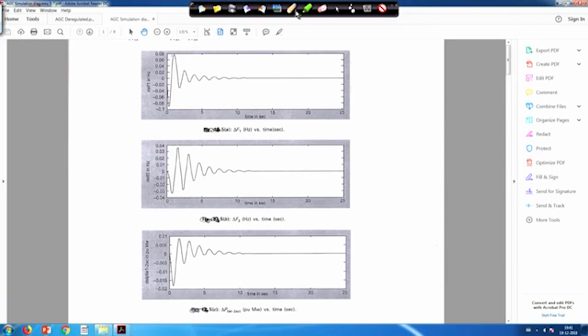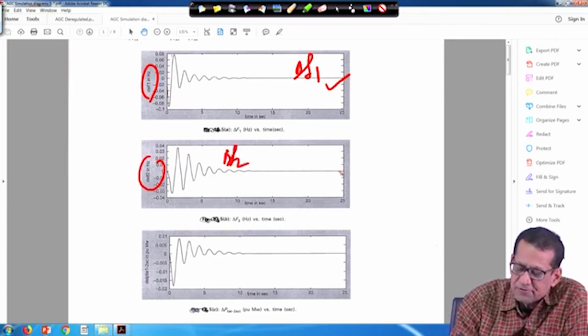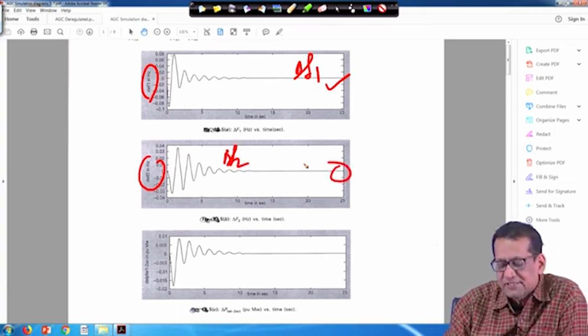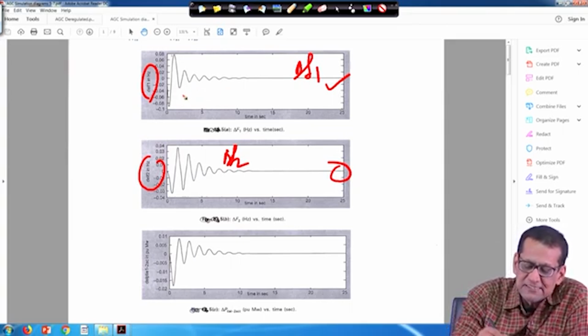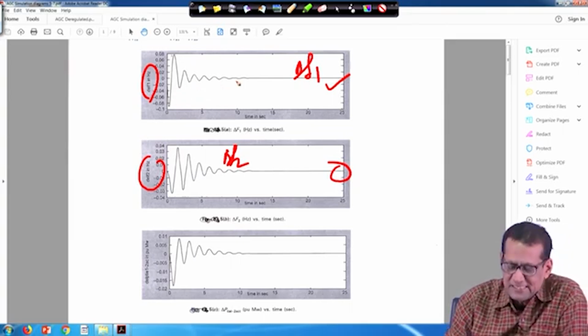So, if you look into this, this is delta F1, written in hard. At steady state the error is 0, this is understandable. Similarly, this is delta F2. At steady state that frequency deviation is 0, but during the transient behavior there are oscillations.